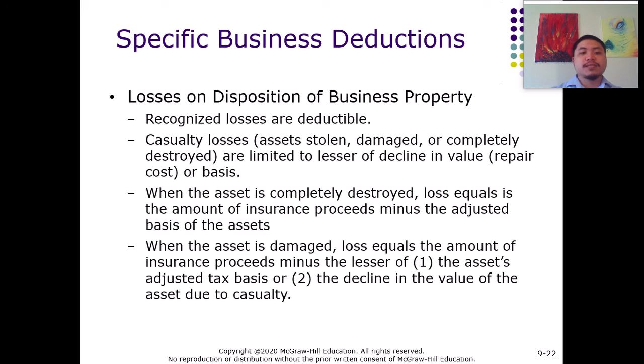For the case when the asset is damaged but not completely destroyed, the deductible amount of loss is equal to the amount of insurance proceeds minus the lesser of the asset's adjusted tax basis or the decline in the value of the asset due to the casualty. Whichever amount is lower, you use that to subtract from the proceeds. The idea behind this is still that whatever is not covered by the insurance can be deductible.